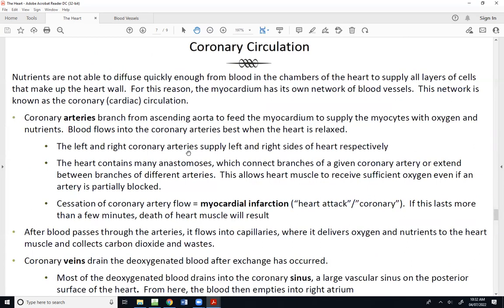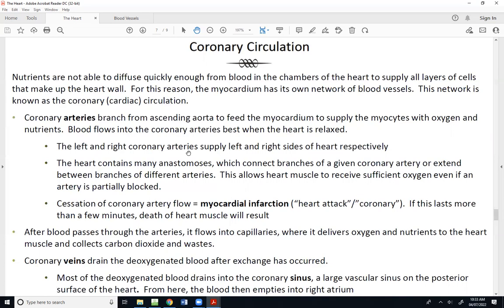In other words, those three layers, the endo, the myo, the epicardium of the heart, made up of living cells needing nutrients, producing waste, they need delivery of blood. Well, the blood that's inside the heart, it's not there long enough for exchange to occur. So for this reason, the myocardium, especially because that's the thickest layer, has its own network of blood vessels.